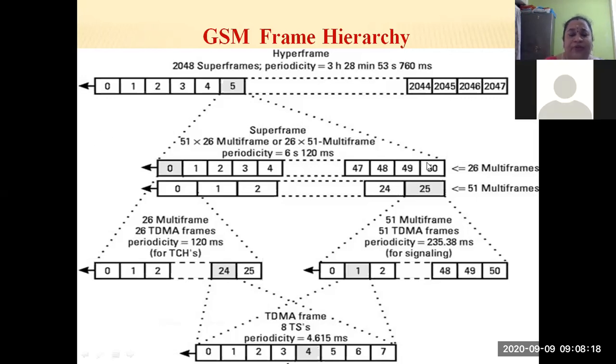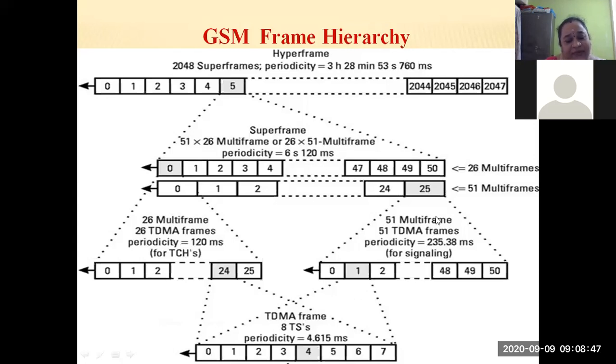How are these super frames being framed? Super frames are framed with the corresponding multiframes. Multiframes will be available either in 26 number or 51 number. Each multiframe has a particular periodicity of 120 milliseconds, arranged in a number to form a super frame.